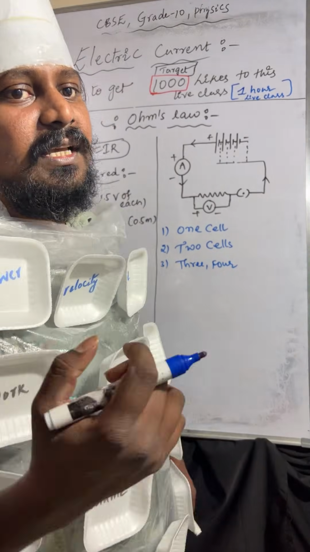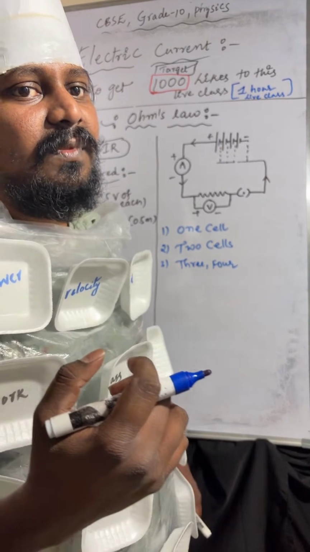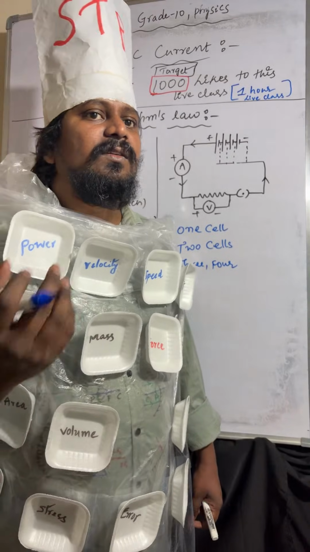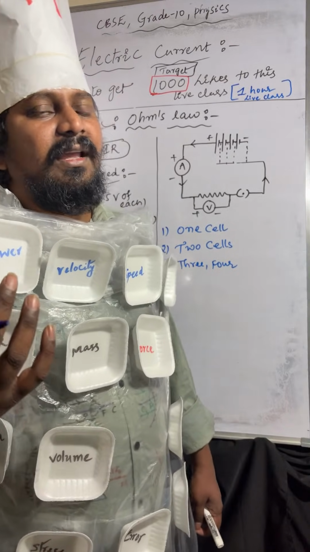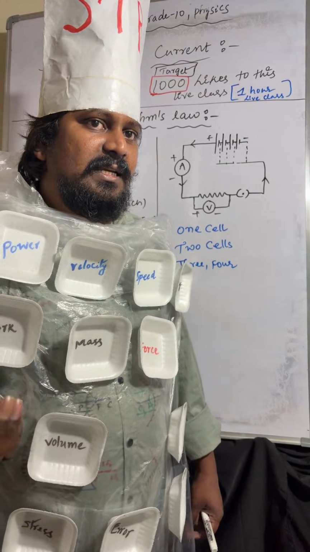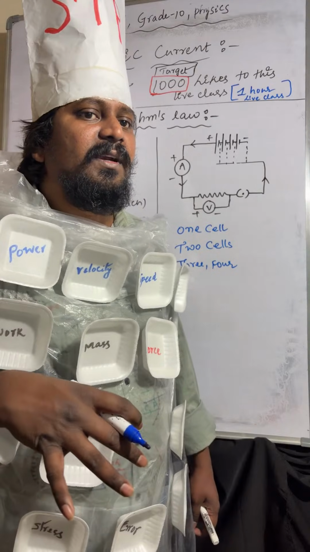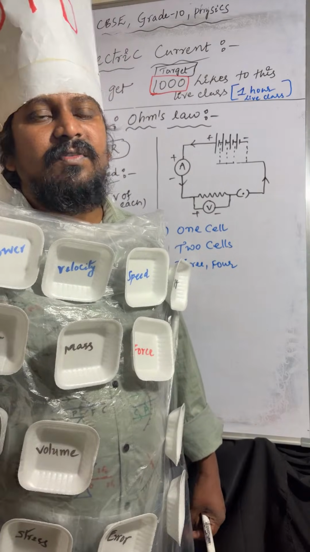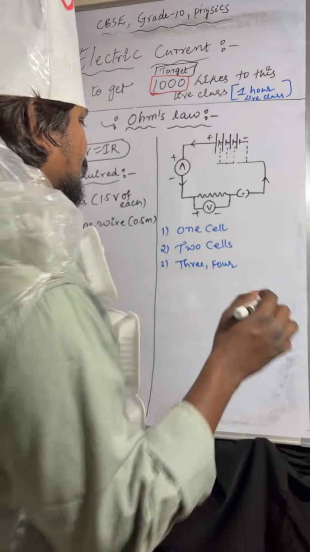Then connect two cells and note down the reading of the ammeter and voltmeter. Next, connect three cells and note down the readings, and mention them in the tabular form given below. You can check once here.